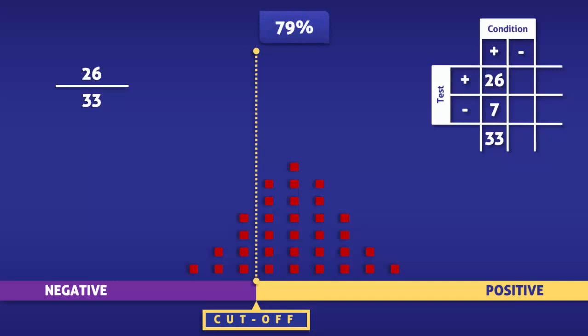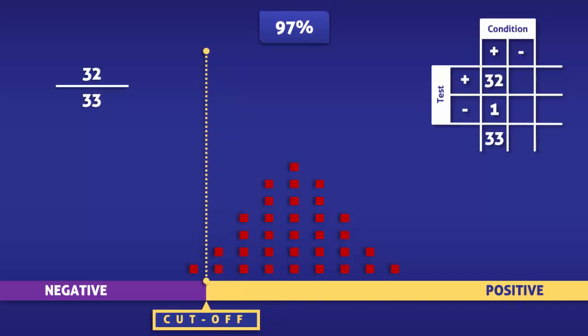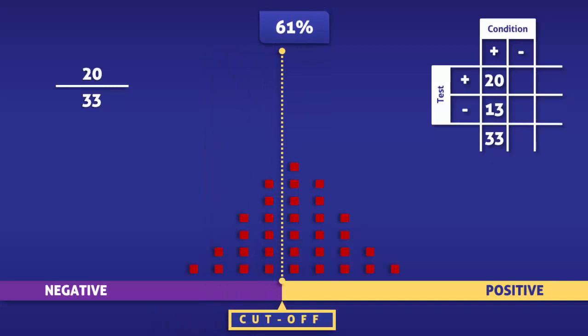Shifting the cutoff level for a positive test towards the left, that is, closer towards the normal value, increases the number of true positives, which means that the condition would be detected in a greater percentage of patients that have it, and thus the sensitivity of the test would be higher. And on the other hand, shifting the cutoff level for a positive test away from the normal value would increase the number of false negatives. Thus, the sensitivity of the test would be lower.